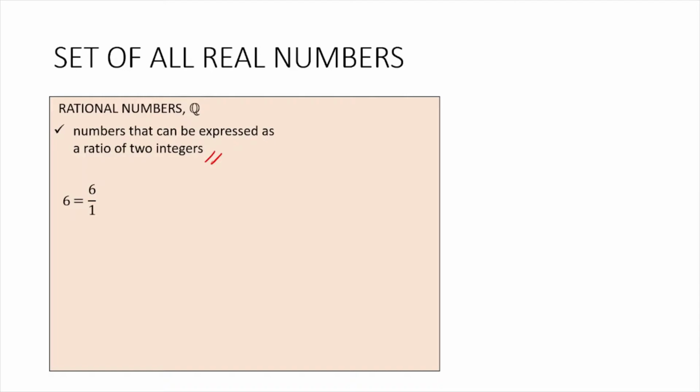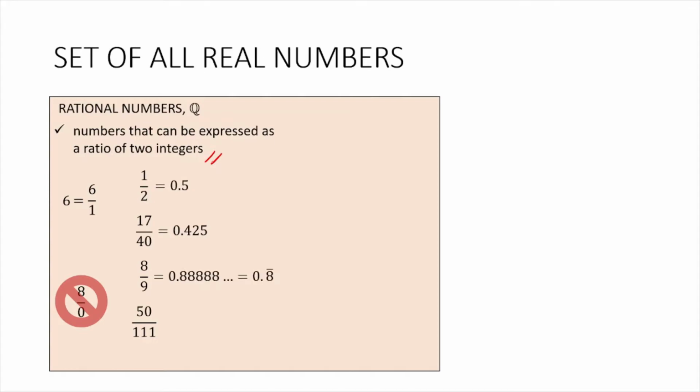Meaning we can have any integer divided by any integer, like the fractions we had earlier, 1/2, 17/40, 8/9, and 50/111, for example, as long as the denominator is not 0, like for instance 8 divided by 0. This is an undefined value. So it's not a real number. Now, we can also express these fractions as decimals, right? So 1/2 is 0.5, 17/40 is 0.425, 8/9 is 0.8888, so on and so forth. So we can just simply say 0.8 repeating, right?